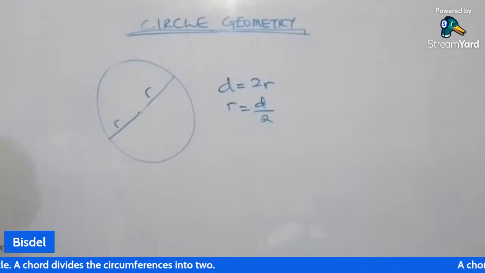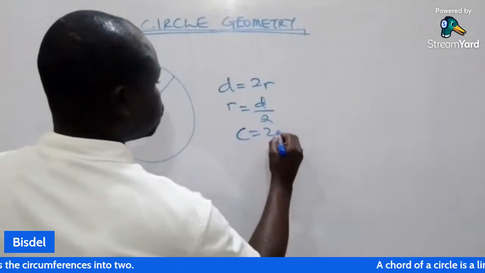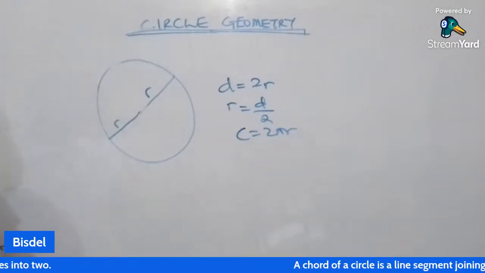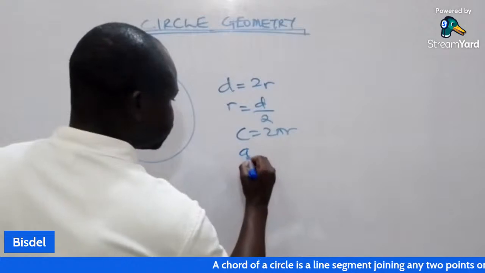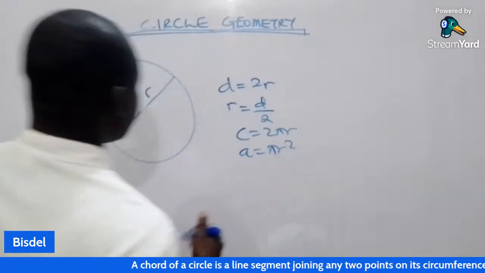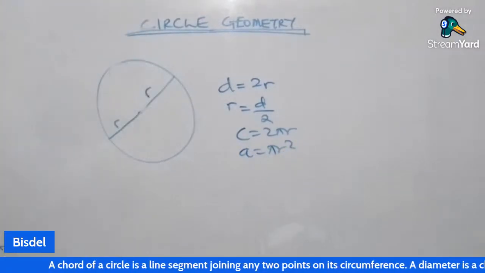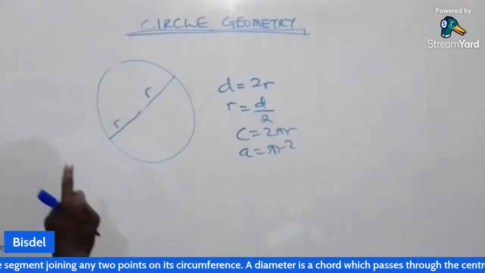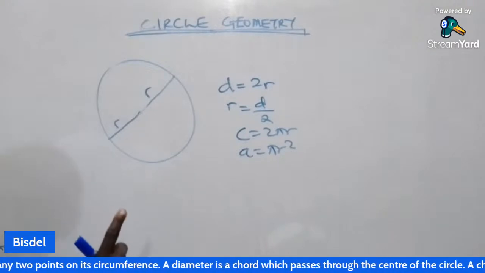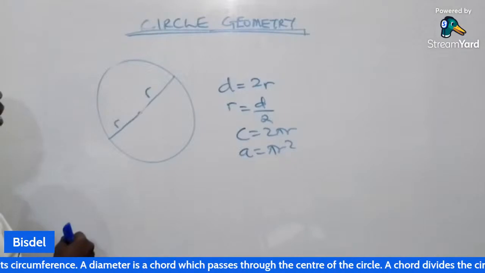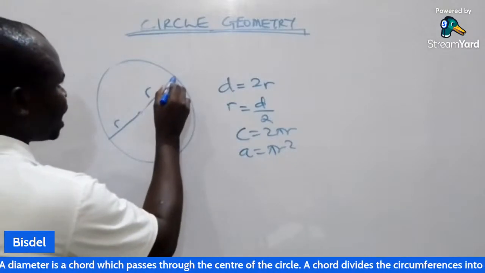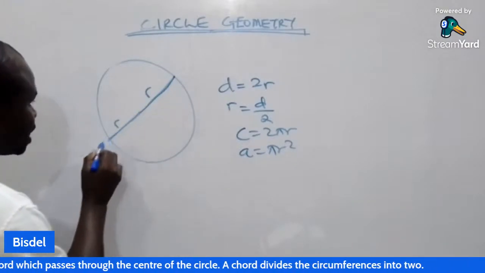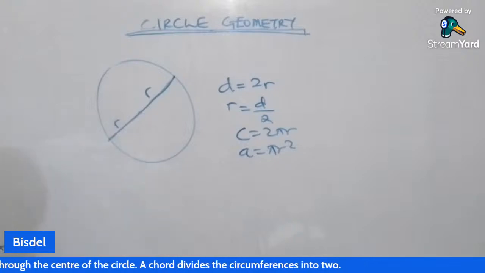We know the circumference of a circle is equal to 2 pi r, and the area of a circle is equal to pi r squared. So we know some of these properties. I just want to do a kind of revision. Before we go into circle geometry proper, we should know all these relationships. We should also know that the diameter divides the circle into 2 equal halves.